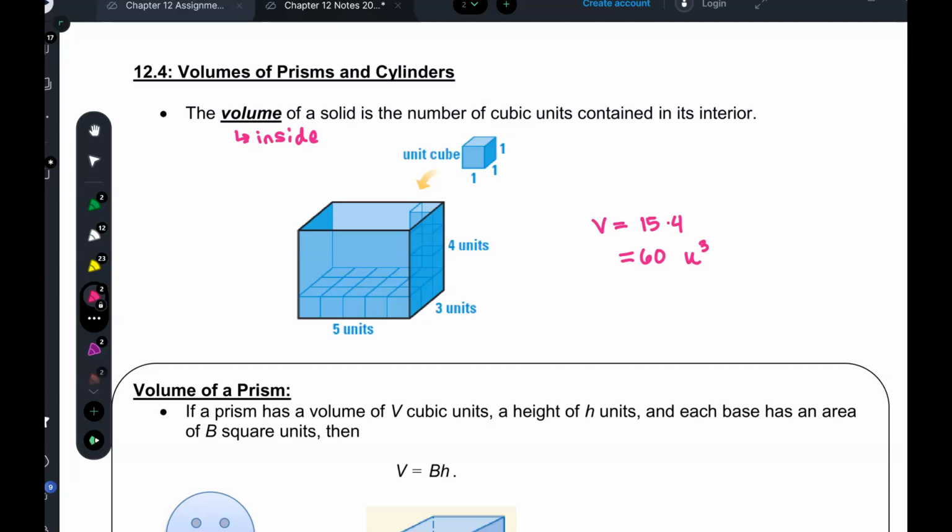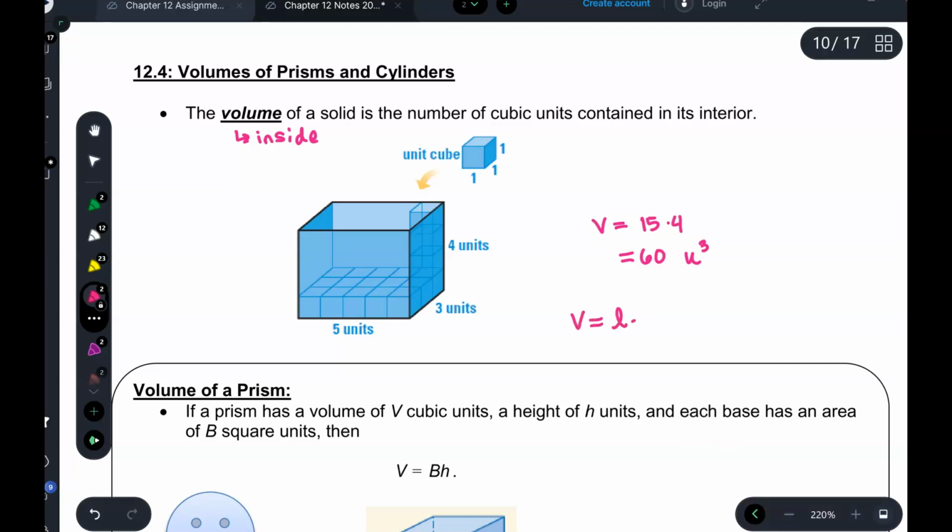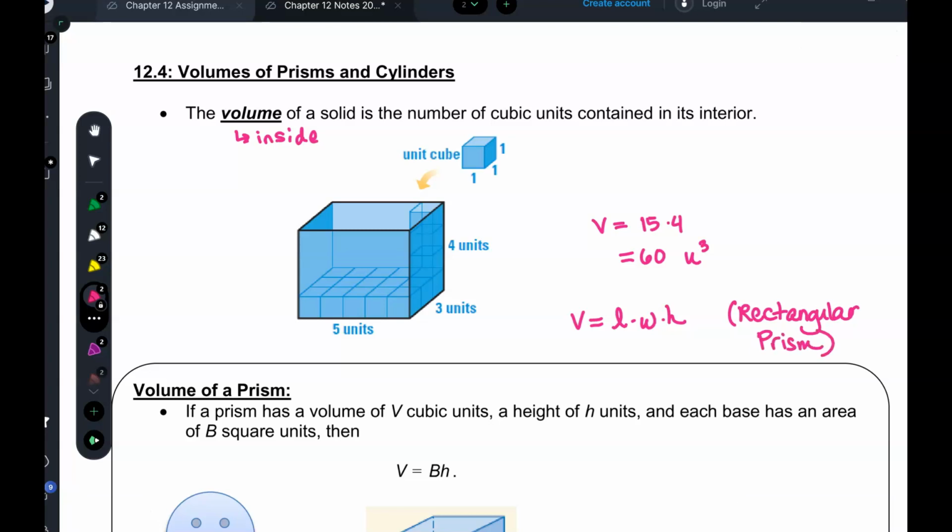Now, if we have just any box, you can also think of this as just length times width times height. This is only for rectangular prisms.